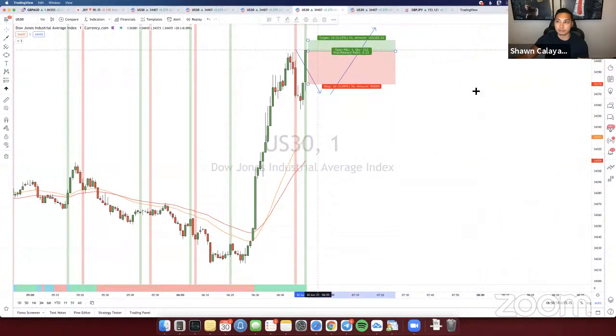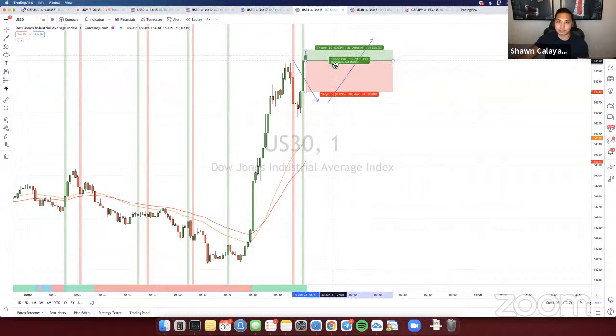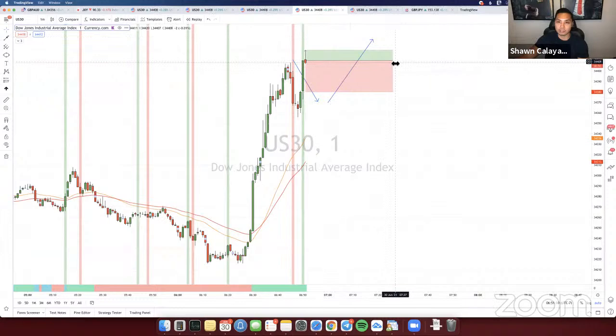Here we go. I might hop into this real quick. Oh, it's too late. I already missed it. It already hit TP, literally as soon as the candle closed it hit TP already. So unfortunately, I missed the trade there. I don't know if you guys caught it. Looks like some of you guys did catch it.